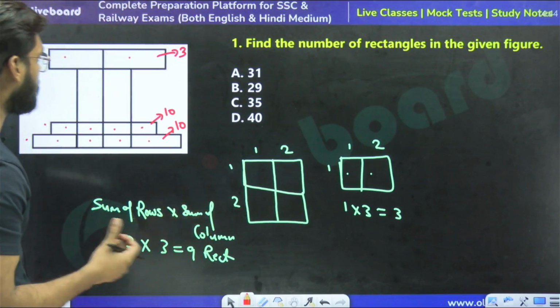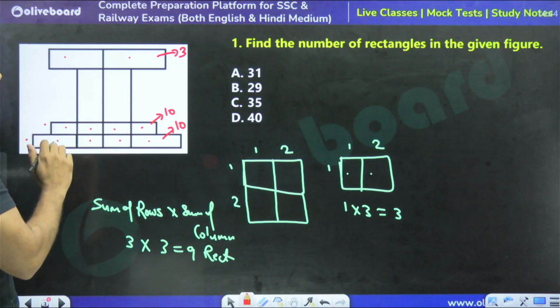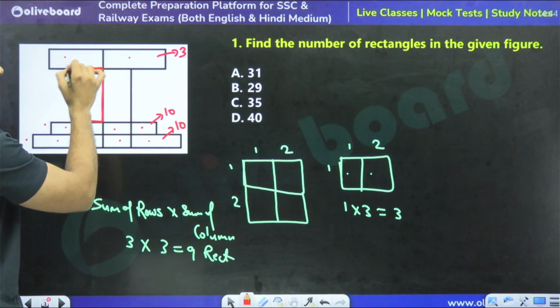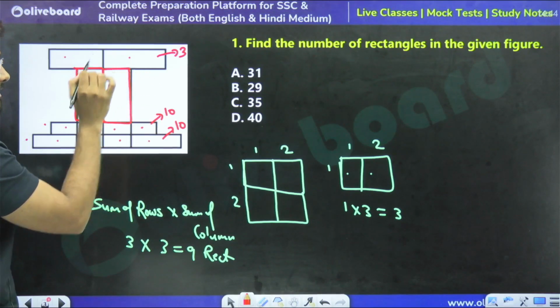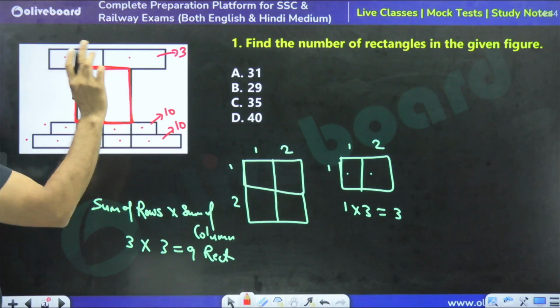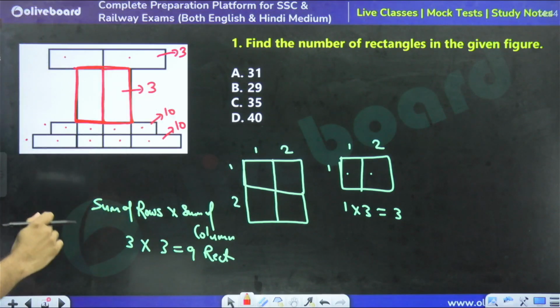10 and 10, 20, 20 and 3, 23 rectangles are the basic rectangles that we have got. Now we need to find some new rectangles as well. What are the new rectangles? Let's see. One is this rectangle, and another one is this. 2 rectangles, and third one is the bigger one. 3 more rectangles we have got, right?